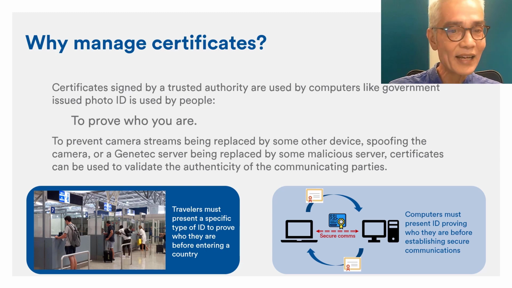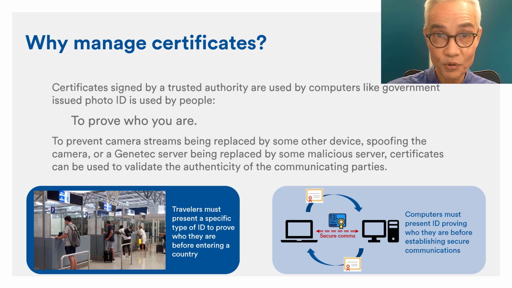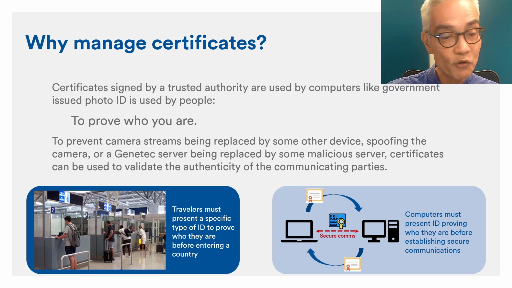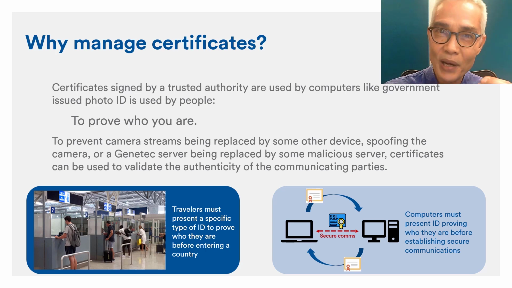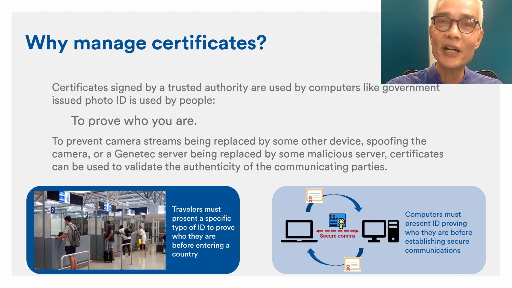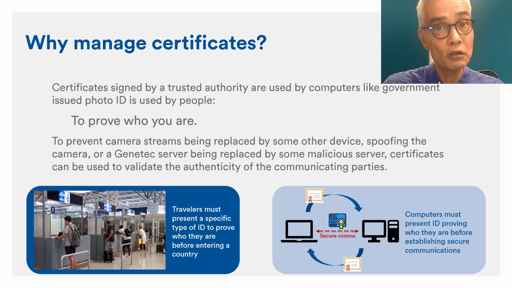And this is a great analogy, this idea of comparing certificates in the world of computing to government-issued photo ID in the world of day-to-day human life. For example, travelers must present a specific type of ID to prove who they are before entering a country, and we know what type of ID that is. That's a passport. A passport is not any kind of ID. A passport is a special type of ID that has been issued by a trusted authority, the national government of whatever country you're coming from.